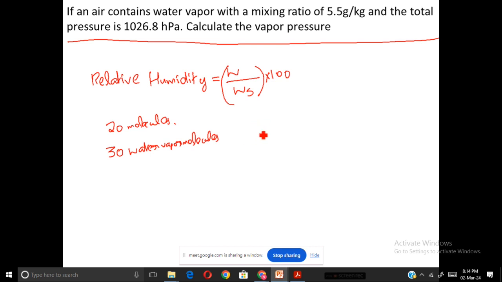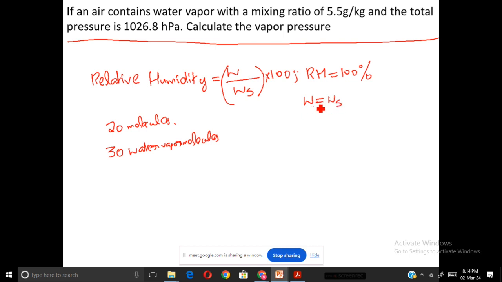Then it's basically 20 by 30 into 100. So how much it is actually holding relative to the maximum amount of water vapor that it can hold. That is basically relative humidity, W by Ws into 100. So generally for condensation to happen, the relative humidity should be 100%. The relative humidity is 100% in the sense that the actual vapor pressure of the parcel is equal to its saturation vapor pressure.